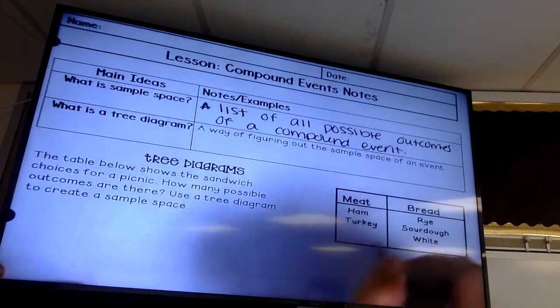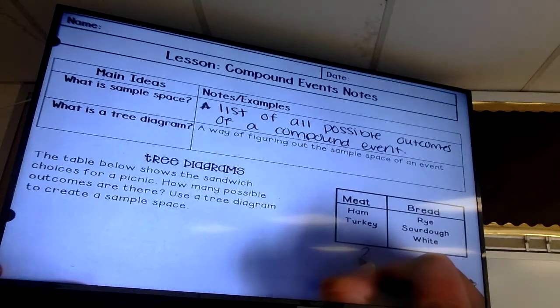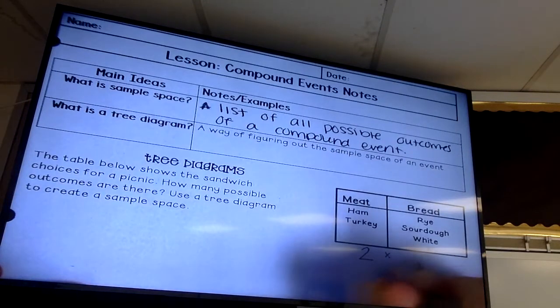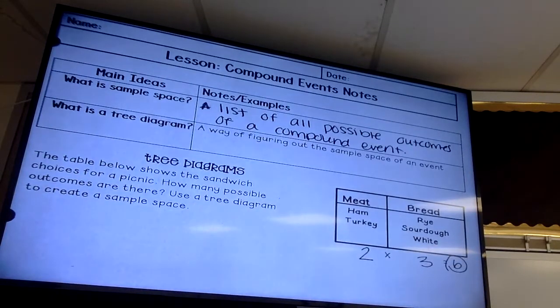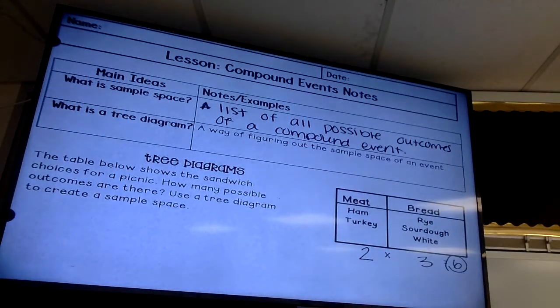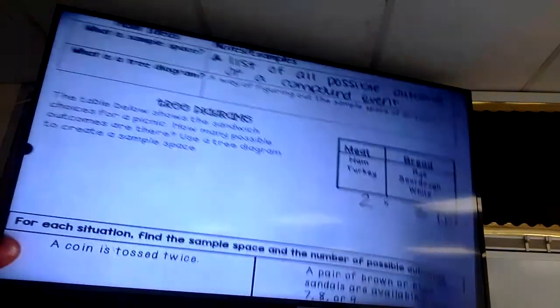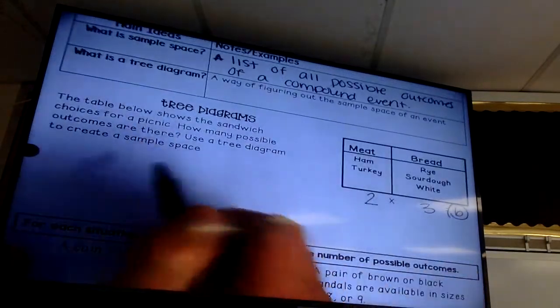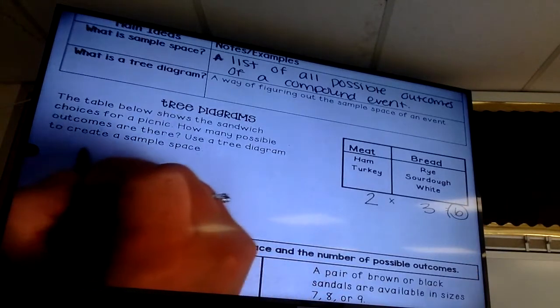So I would say, okay, there's 2 types of meat for my sandwiches, and there's 3 types of bread. So 2 times 3 says there's 6. I know there's 6 possible outcomes of sandwich combinations I can make with 2 types of meat and 3 types of bread. So let's create a tree diagram so that we can figure out our sample space or a list of all the different possible outcomes.